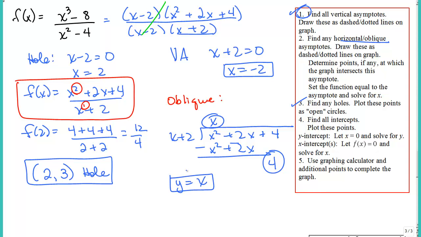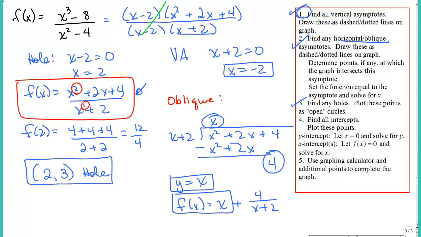Now let me explain that a little bit better. What I've actually done is I've rewritten this function. This is called an improper fraction. So we could change that to a mixed number. So this is the whole part, and this is the fractional part. And the whole part is that oblique asymptote.